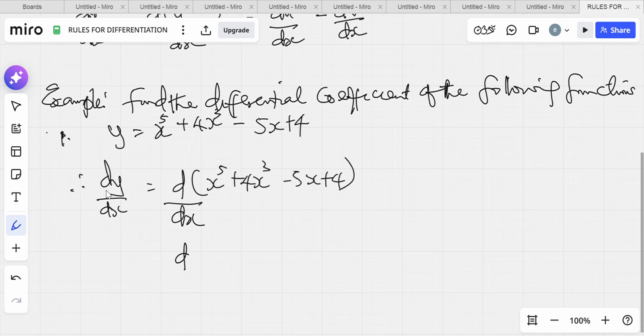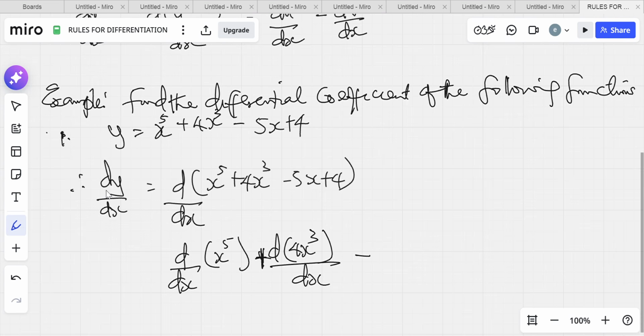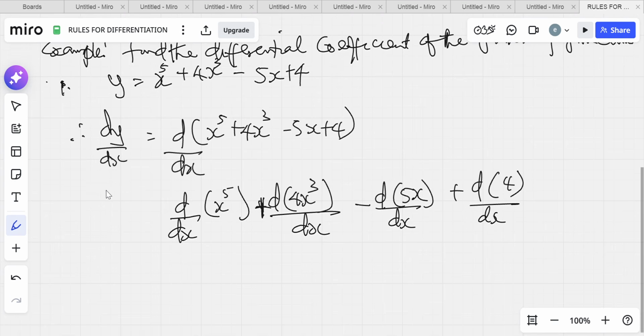That simply gives us d over dx of x to the power 5, plus d of 4x to the power 3 over dx, minus d of 5x over dx, plus d of 4 over dx.